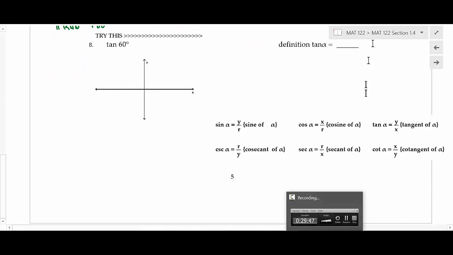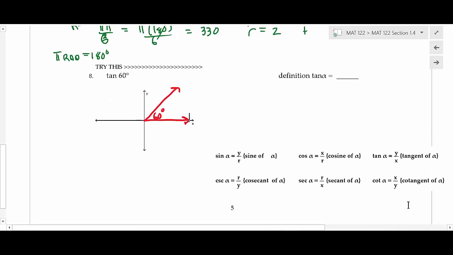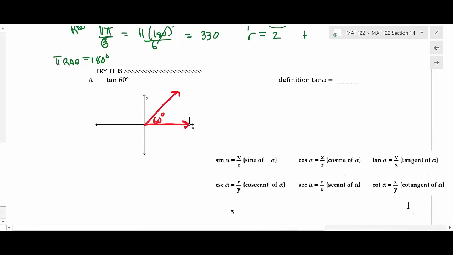Let's go ahead and work with tangent then. Let's go through this and see if you're on the right track. If you draw a 60-degree angle, you're in quadrant 1, the x-axis is the initial side, and then you have your radius. What you always do when you look at a triangle is go straight down to the x-axis. You don't go over this way. That's wrong. You always want to go straight down there.